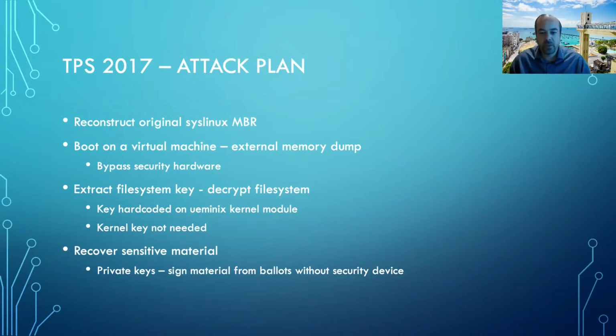With the memory dump, we will extract the file system key, decrypt the file system, and then recover the private keys. And hopefully we could sign some material from ballots that don't have the security device, because the ballots that have the security device provide a double signature. It signs with the software key and signs with the hardware key, but the older ballots that were fabricated before 2009 don't have this kind of thing.